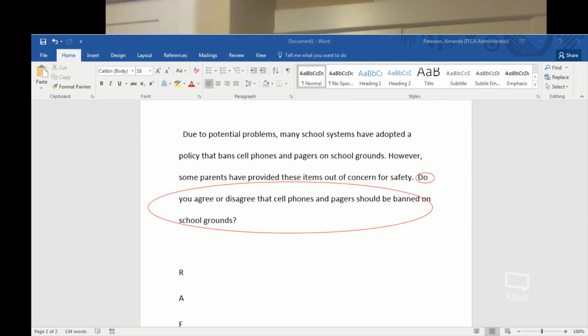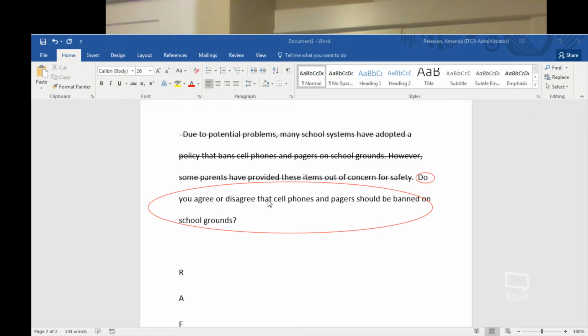Okay, now it says cross out all the distractors, everything that is fluff. Guess what? This all right here, due to the potential problems, many school systems have adopted a policy that bans cell phones and pagers on school grounds. However, some parents have provided these items out of concern for safety. Guess what? That's all fluff. You don't need it. You really don't. Because the main question is right here. Do you agree or disagree that cell phones and pagers should be banned on school grounds? Granted, pagers don't apply to you, but still the same.